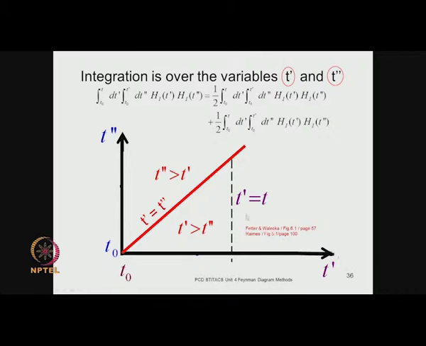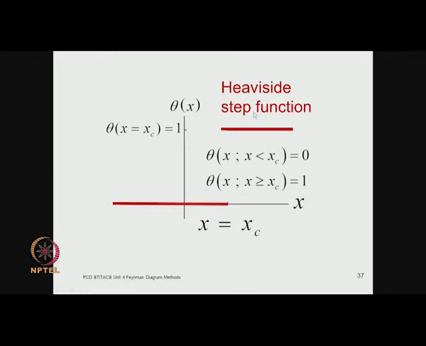So, this vertical line corresponds to t prime equal to t, and likewise you have a horizontal line over here at which t double prime is equal to t. So, this is a very simple neat graph. You will find it in both the books by Rames as well as Fetra and Waleka, and all it does is to describe how these two variables are dealt with as if they are completely independent of each other, and what consequences they have on the integrations that we are considering in these two terms.